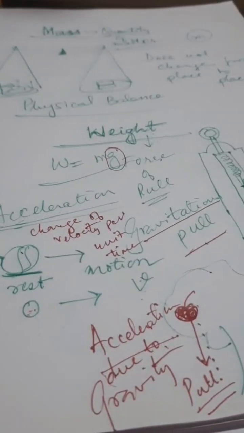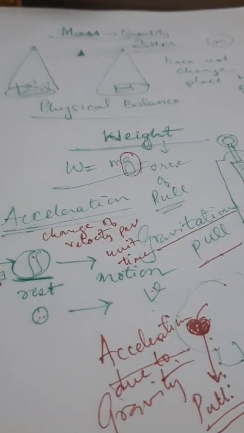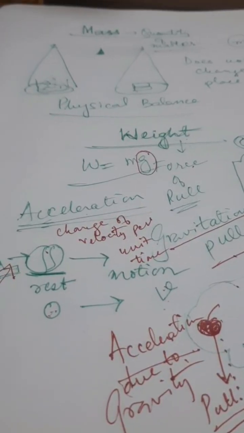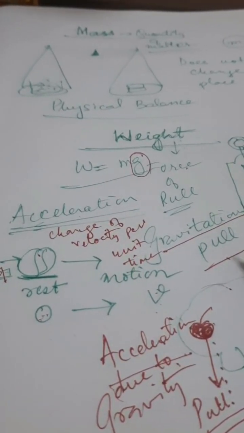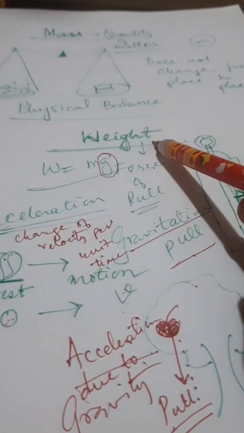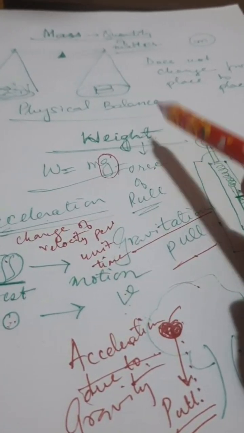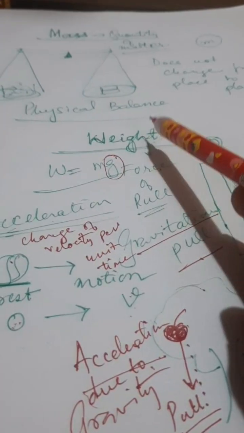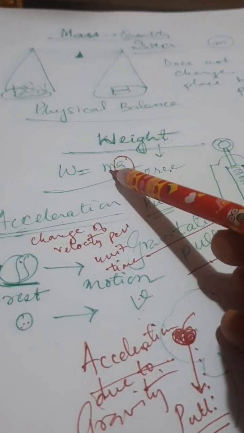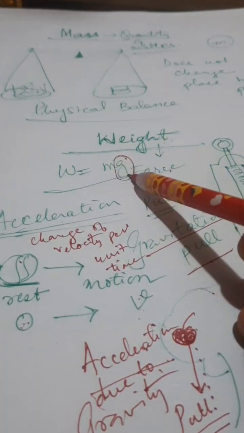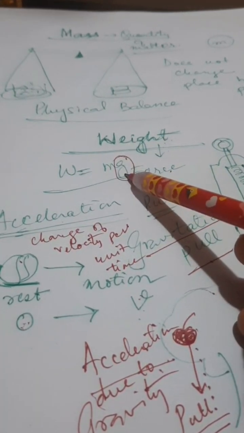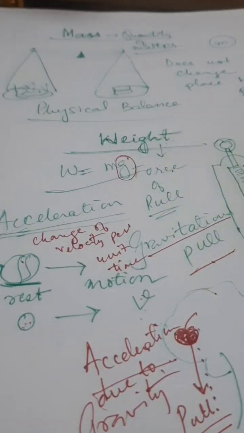I think you have understood. The main thing to remember in this is that mass is something which does not change from place to place, but weight does change, because weight is force. It not only depends upon mass of the object, it also depends on acceleration due to gravity at that place. I think it is clear to you.